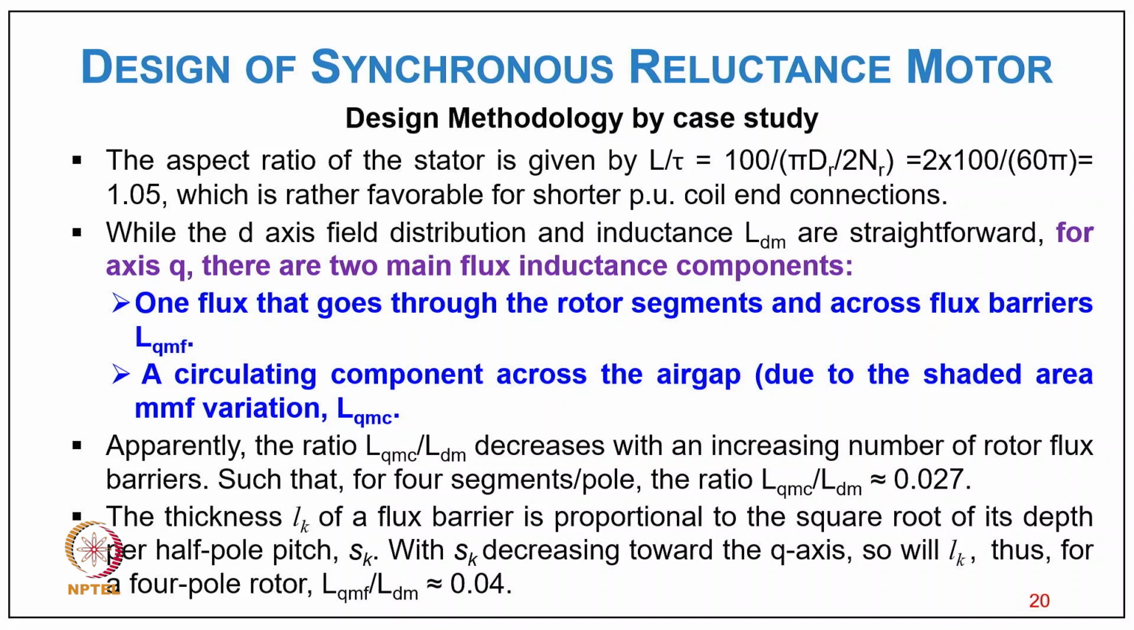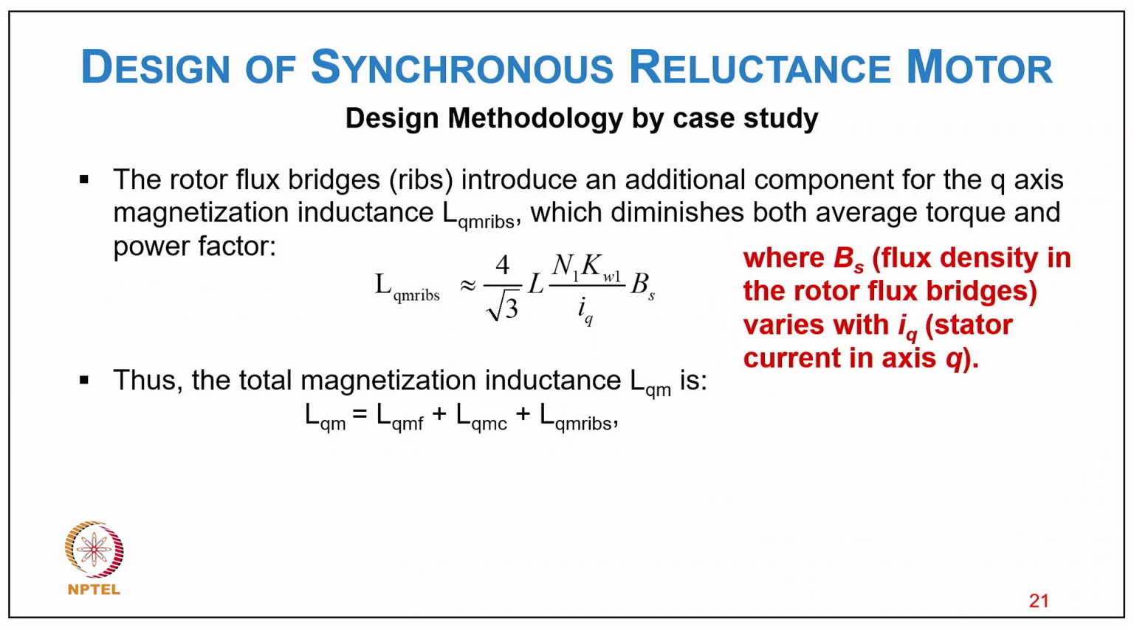So the thickness Lk of a flux barrier is proportional to the square root of its depth per half pole pitch Sk, with the Sk decreasing towards the Q axis. Thus for the 4-pole, total LQMF divided by LDM equal to 0.04. So now the rotor flux bridges, that is ribs, introduce an additional component for the Q axis magnetization inductance LQM ribs, which diminishes both average torque and power factor.